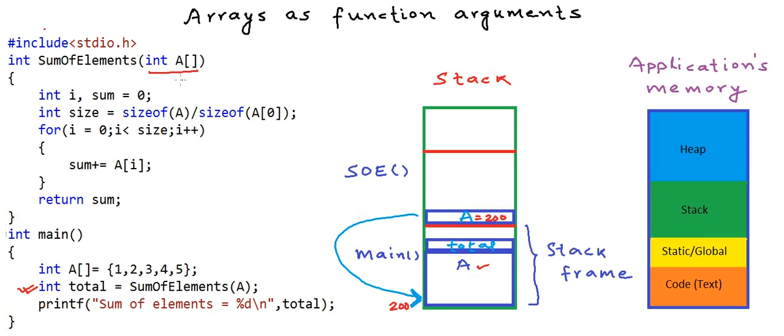The compiler implicitly converts this int a to something like int star a. That is, this a here in this particular format is not interpreted as an array, but it is interpreted as a pointer to integer. So whether you write int, space, variable name, followed by these brackets, or you write something like int star space a, they're both the same.